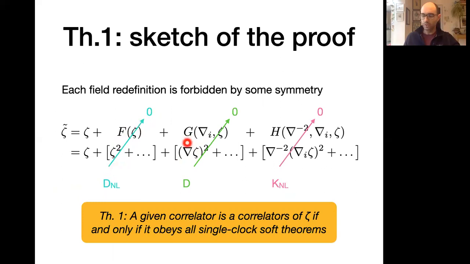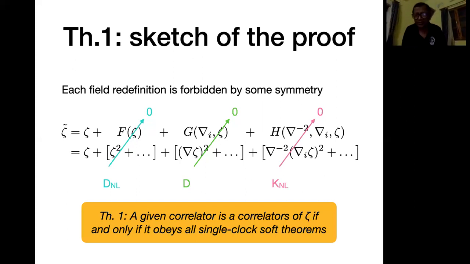The same works for field redefinitions with derivatives. If I use both D nonlinear and D, I cannot do any of them. And finally, if I also use this K nonlinear, which is also necessary to define the variable I'm interested in, I also cannot do any field redefinition with inverse Laplacians. So in summary, what this theorem proves is that a given correlator is a correlator of zeta, which is what we want to compute in cosmology, if and only if it obeys all of these single clock soft theorems. So this defines in some sense what it is that we want to compute.